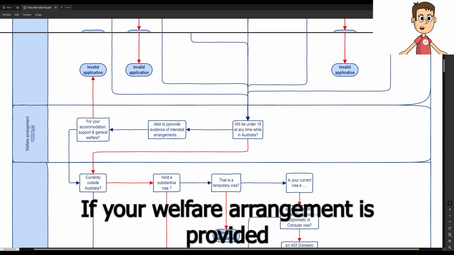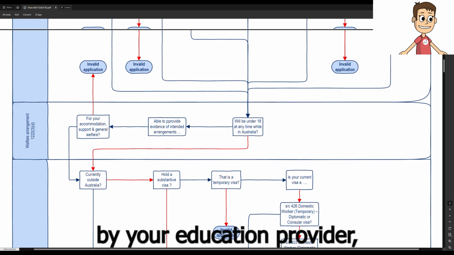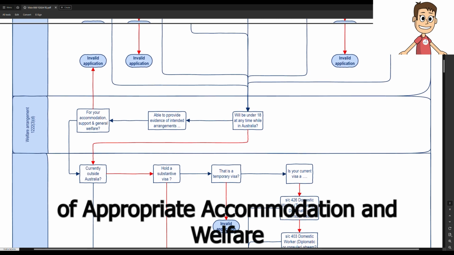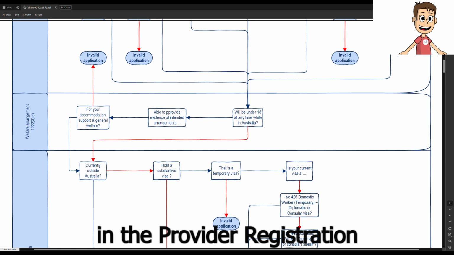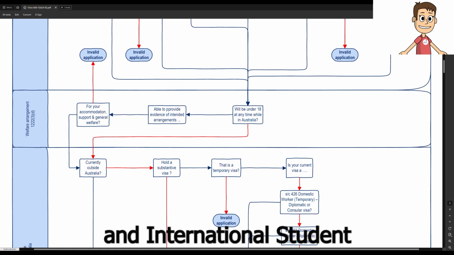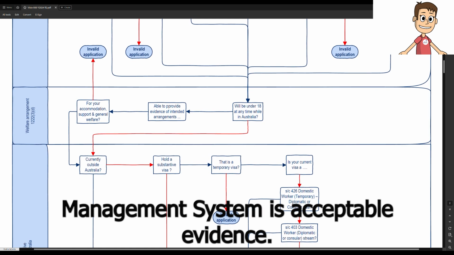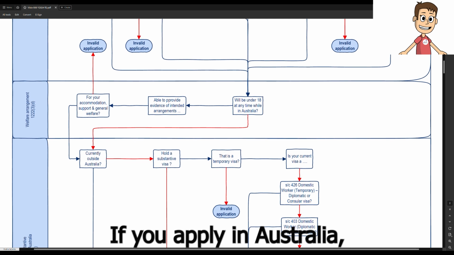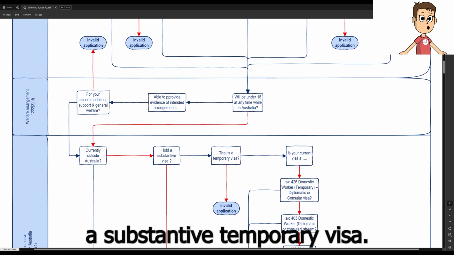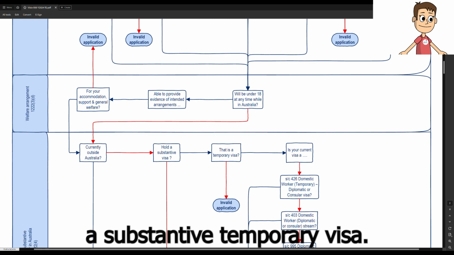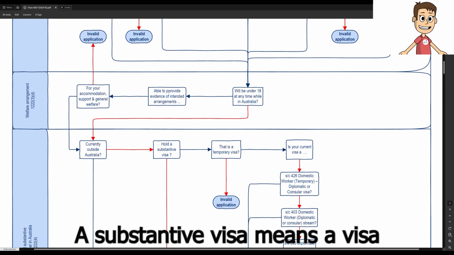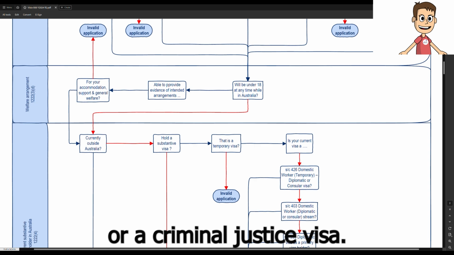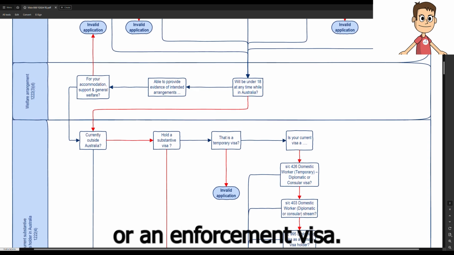If your welfare arrangement is provided by your education provider, a confirmation of appropriate accommodation and welfare letter issued in the Provider Registration and International Student Management System is acceptable evidence. If you apply in Australia, you need to hold a substantive temporary visa. A substantive visa means a visa other than a bridging visa or a criminal justice visa or an enforcement visa.